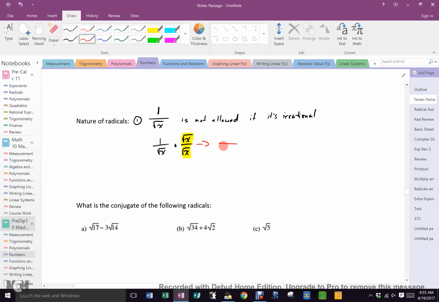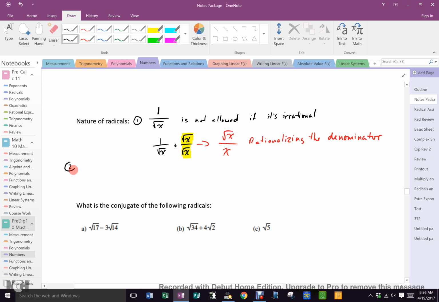So what happens here? What is root of x times the root of x? X. And what is 1 times root x? Root x. Now, I can stop my division, can't I? Is everybody with me? This is called rationalizing the denominator. And we have to do it because we're not allowed to divide by a radical if it's irrational. Everybody cool? All right. That's one.